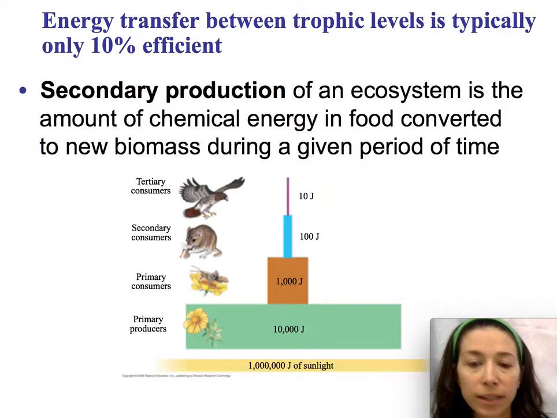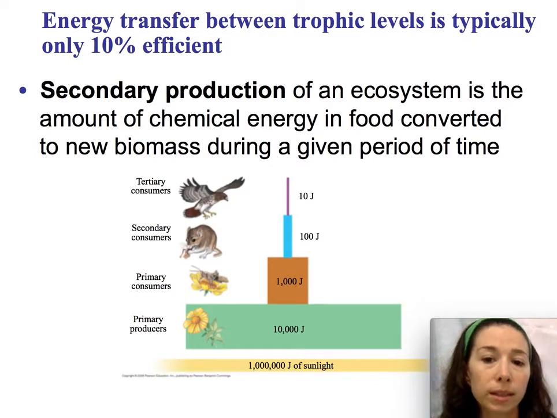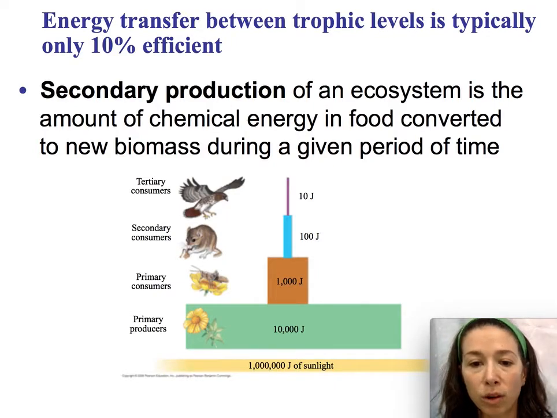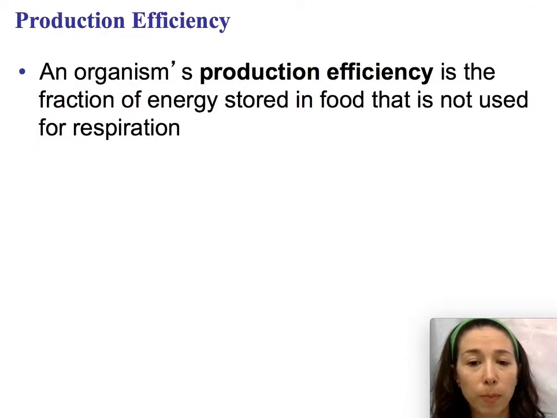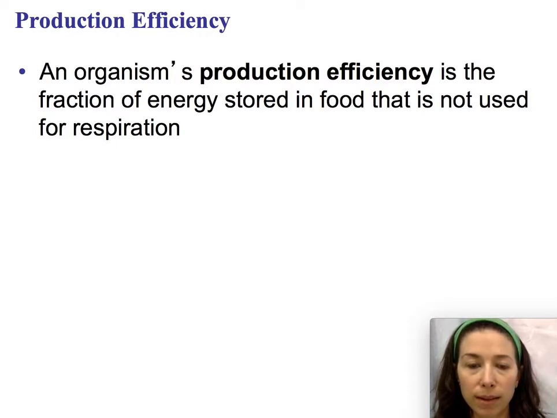So the secondary production of an ecosystem is the amount of chemical energy in food converted to new biomass during a given period of time. And we can think about it consistently as being basically under 20%. So it's always going to be around 10 or 15%. Sometimes as low as 5, right? Sometimes a few percent. It kind of depends on what kind of organism you're looking at. So an organism's production efficiency is the fraction of energy stored in food that is not used for respiration. So that's the fraction, that 10%, that gets transferred to the next pyramid level.